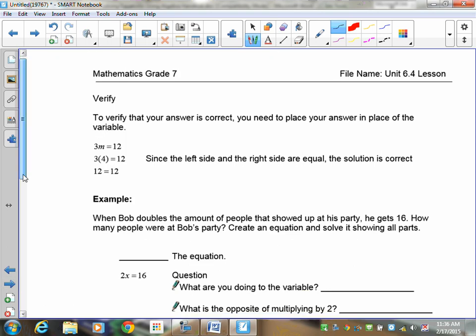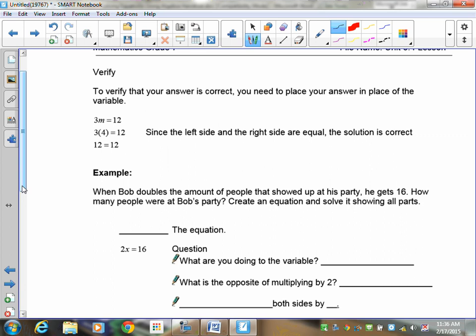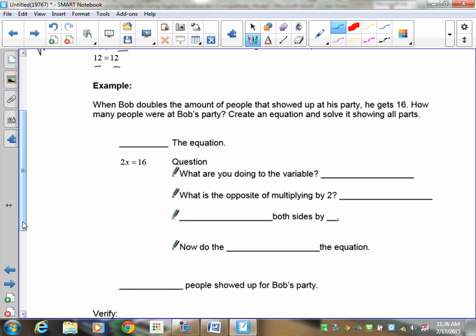Oh, sorry, I guess we're going to talk about the verifying first. If I said the answer m was equal to 4, let's find out if it works. Take the m out, put the 4 in. Does 3 times 4 equal 12? It actually does. Let's take a look at another equation using dividing. When Bob doubles the amount of people that showed up at his party, he gets 16. How many people were at Bob's party originally?